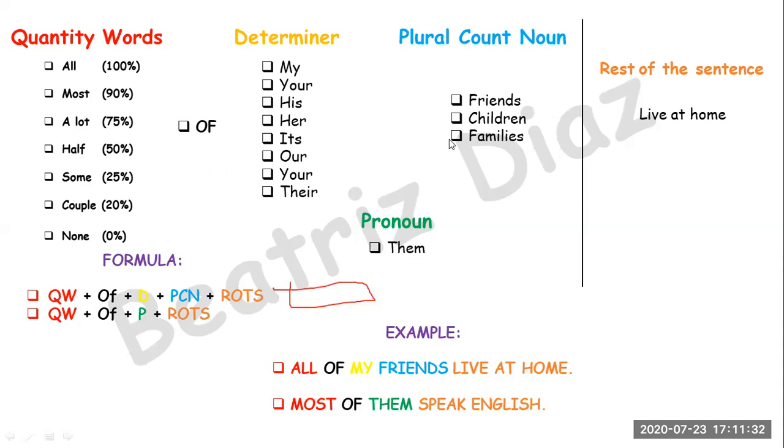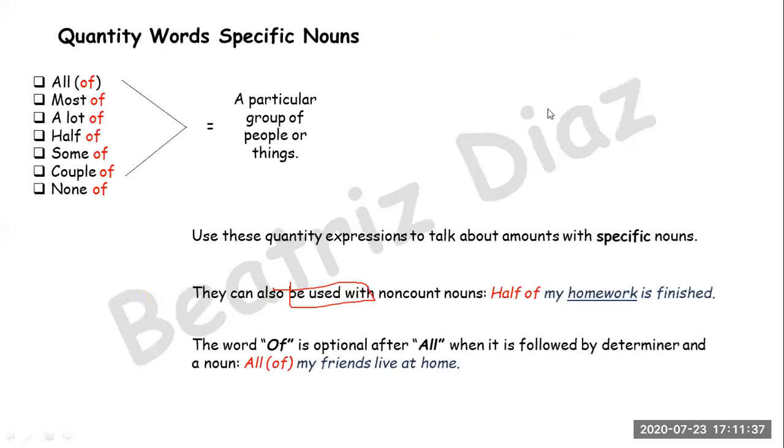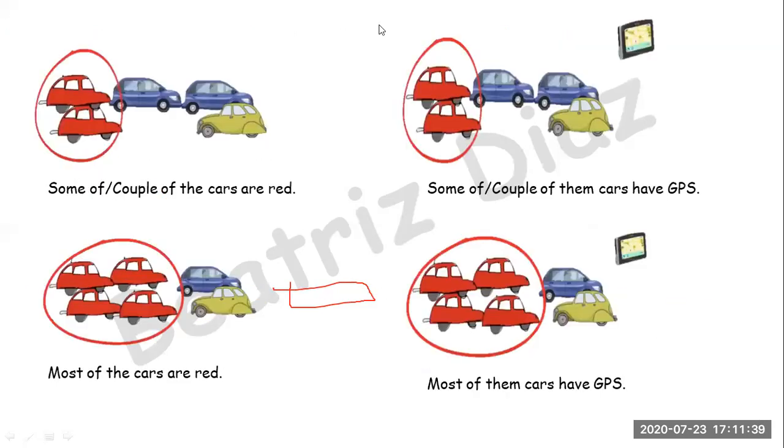Okay, let's see what else. We have more examples here. I need somebody please to read the first example. Nairobi, the first example, yeah. Read.